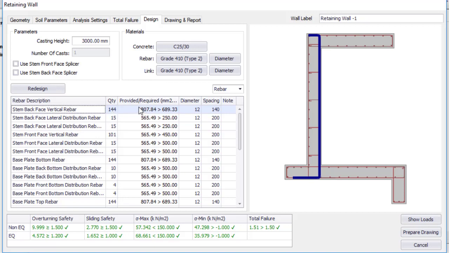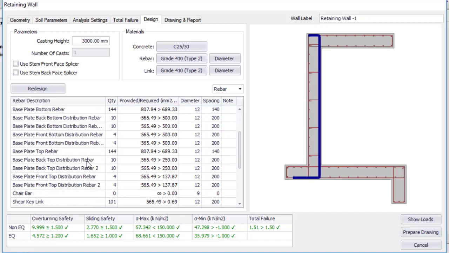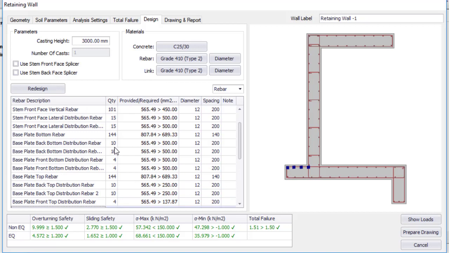You can see the AS required and then the AS provided. So the AS provided is 807.84 and then this is the required. So you can check that. You can see this is the diameter, this is the spacing. So that is basically all of this. So just click on it and then you see, it has actually designed that.